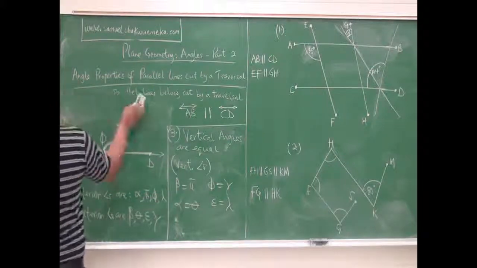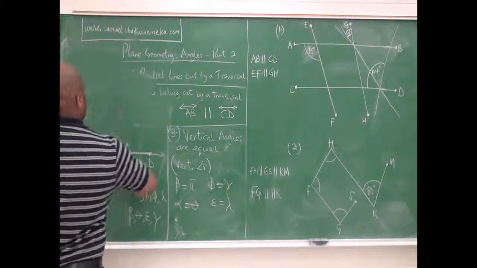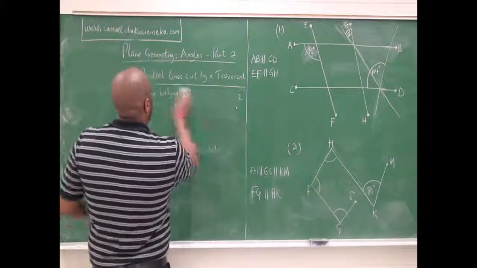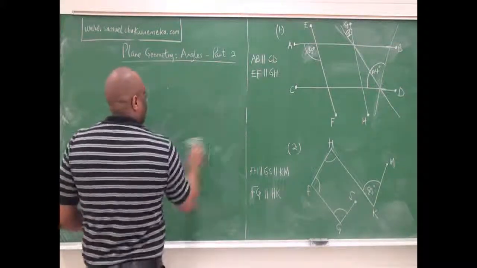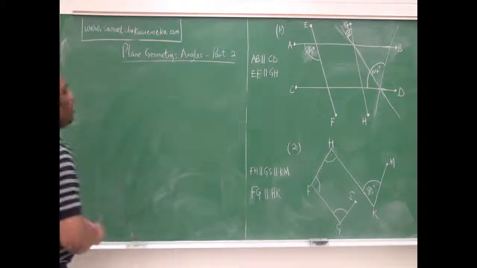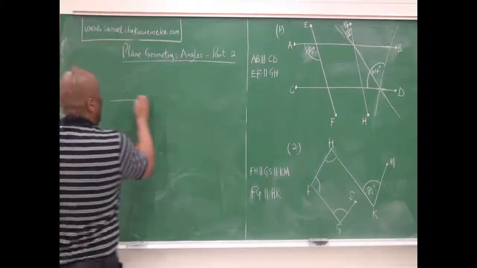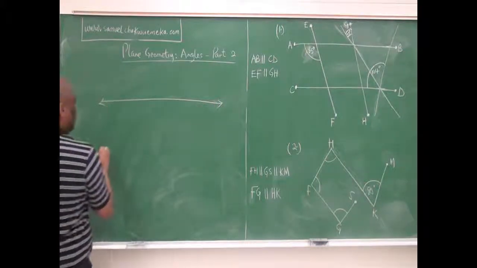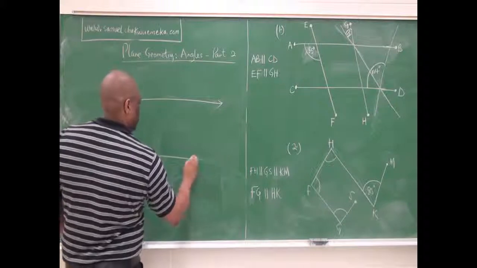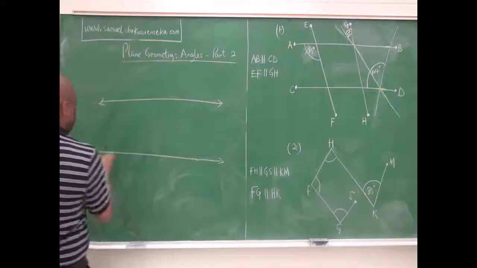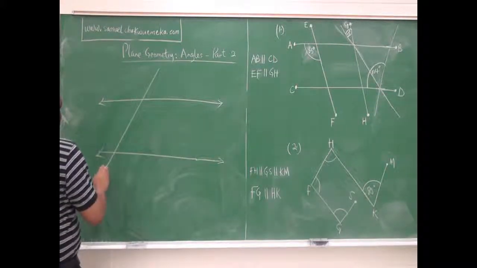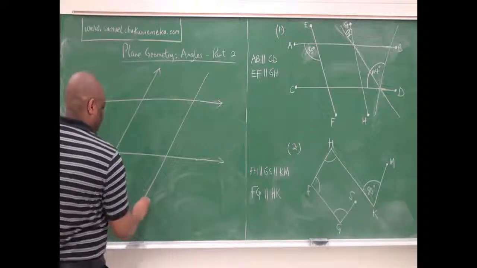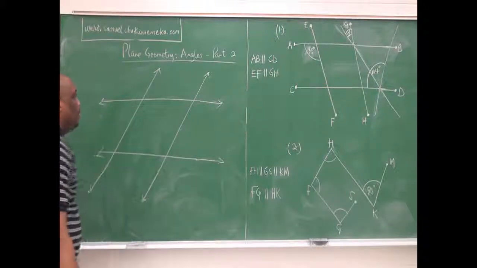I can erase this, and let's do another example. What if you have these now, two parallel lines? Let's say you have two parallel lines. What if you have something like this, two parallel lines? Okay?